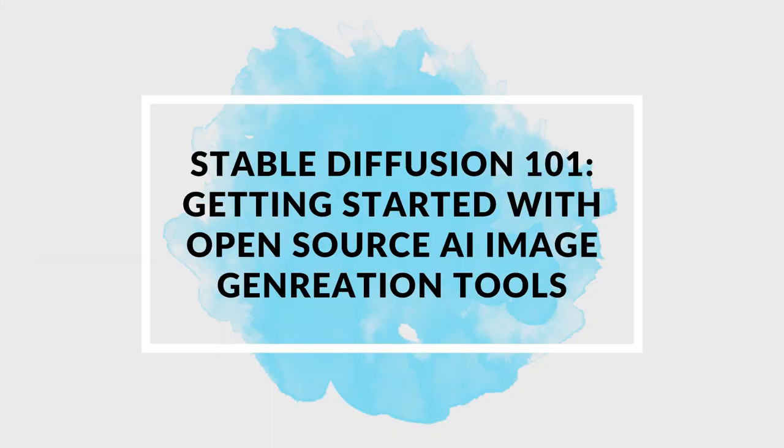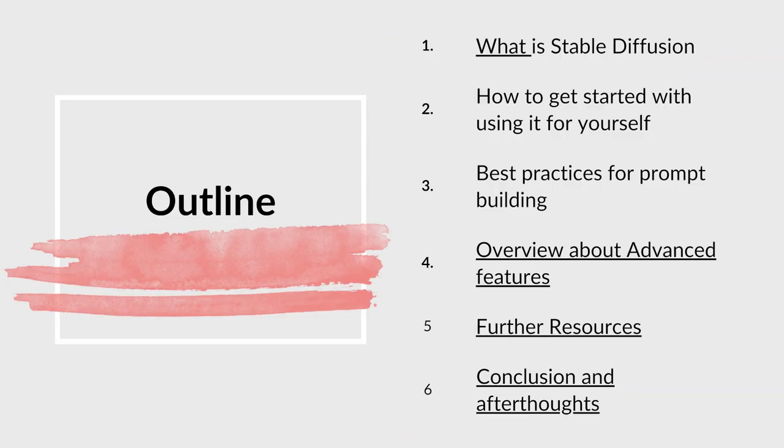So now let's get into the actual talk. We're going to be talking about Stable Diffusion and how you can get started with open source AI-based image generation tools. This would be the outline. We'll be talking about what Stable Diffusion is, how you can use it to actually generate images, and how you can make the images you generated much better using a little bit of prompt engineering. Then we'll talk a little about advanced features of Stable Diffusion, and then I'll give some resources, and finally we'll conclude.